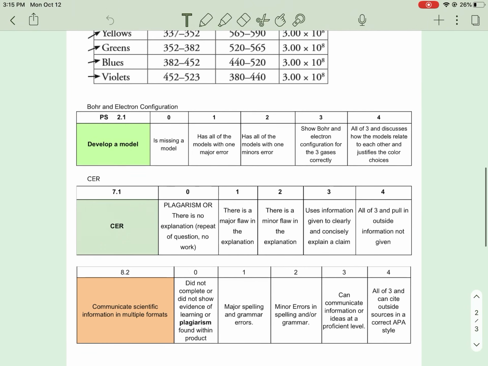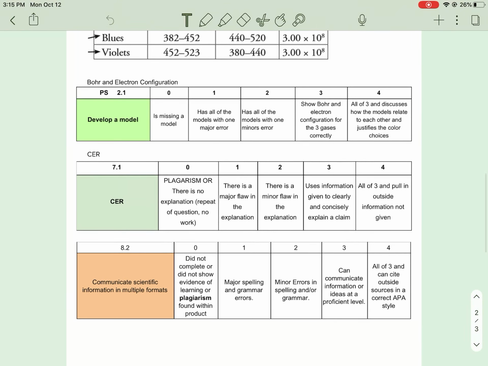So then, all right, on yours, these models, these rubrics are put underneath each section, okay? And we're going to look at that here in a second. But one of my biggest things, guys, and why I was most disappointed is that we didn't read the rubrics. Okay, we don't just type rubrics in for funsies, all right? There's a reason behind it. So a ton of you lost points on 2.1 by not reading the rubric, okay? You needed to show the Bohr model and the electron configuration for the 3 gases, all right? So please, please, please make sure that we are including that information, okay?